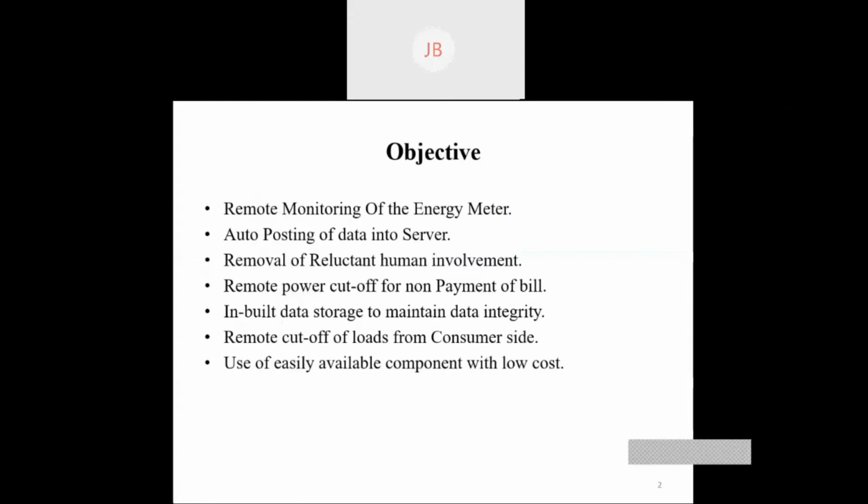And the next, objectives: remote monitoring of the energy meter, auto posting of data into server, removal of redundant human involvement, remote power cutoff for non-payment of bill, inbuilt data storage to maintain data integrity, remote cutoff of load from consumer side, use of easily available components with low cost.